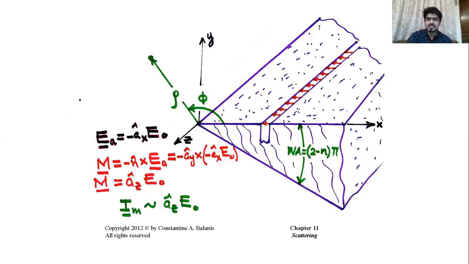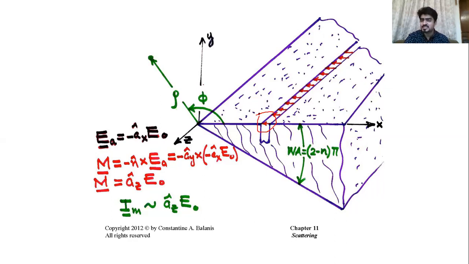Again, what is a practical solution for this kind of problem, or what are the applications of this kind of problem? We can have an aperture or a thin slot on the wedge itself at phi equals alpha.